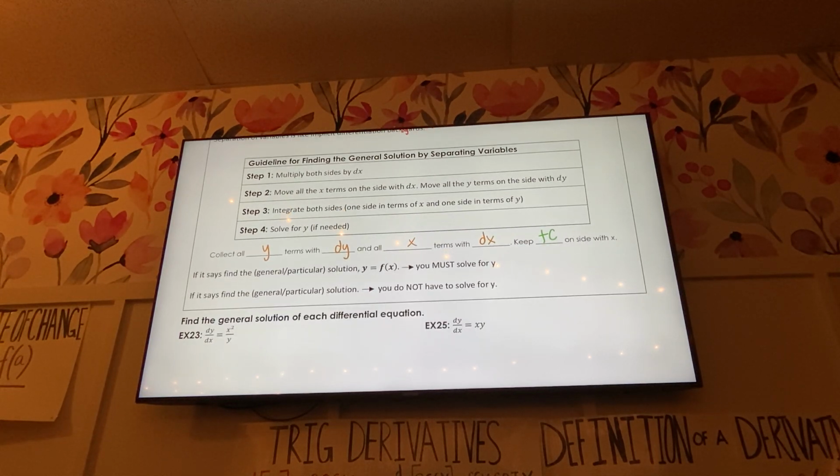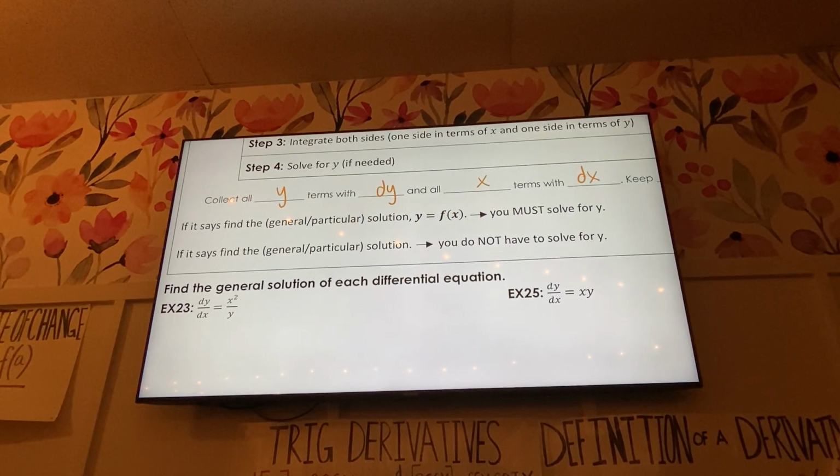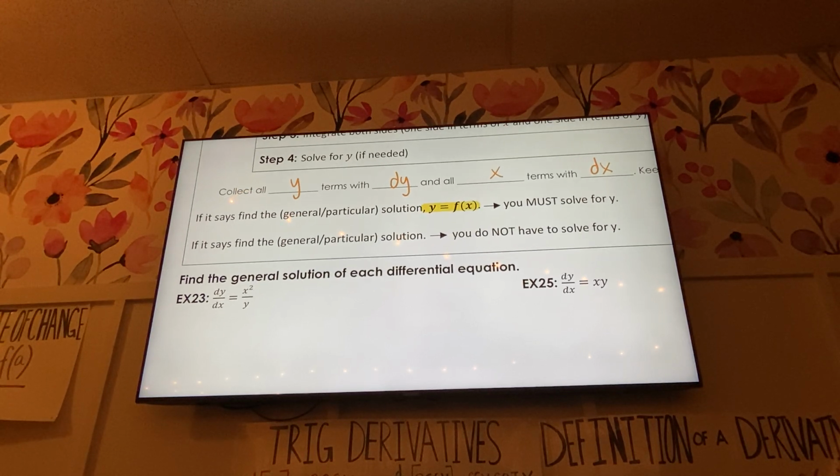Now, some vocabulary to look out for in the directions. If it says find the general or particular solution, y equals f of x, that means you have to solve for y. If it just says find the general solution, or just find the solution, you do not have to solve for y. So make note of that. If you see this f of x here, or this y equals, make sure you actually solve for y.